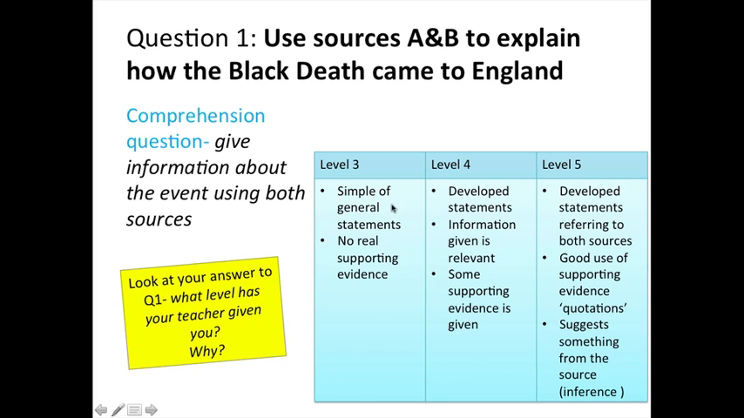If you got a level 3 overall, this is because there was general statements and no real supporting evidence. Level 4, the information you gave was much more relevant and some supporting evidence is given. Level 5, developed statements refer to both sources. There's a good use of quotations and you're suggesting something from the source, which we call inference.